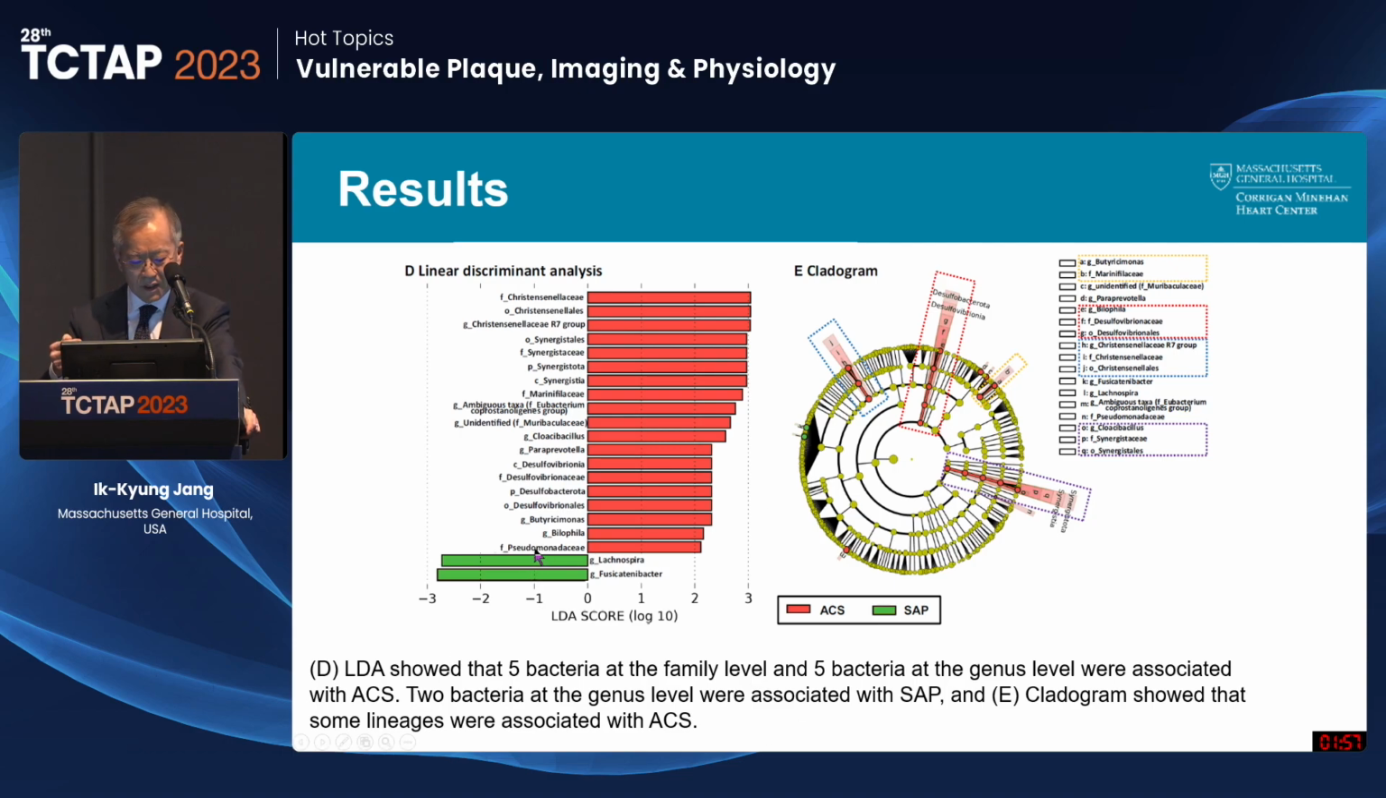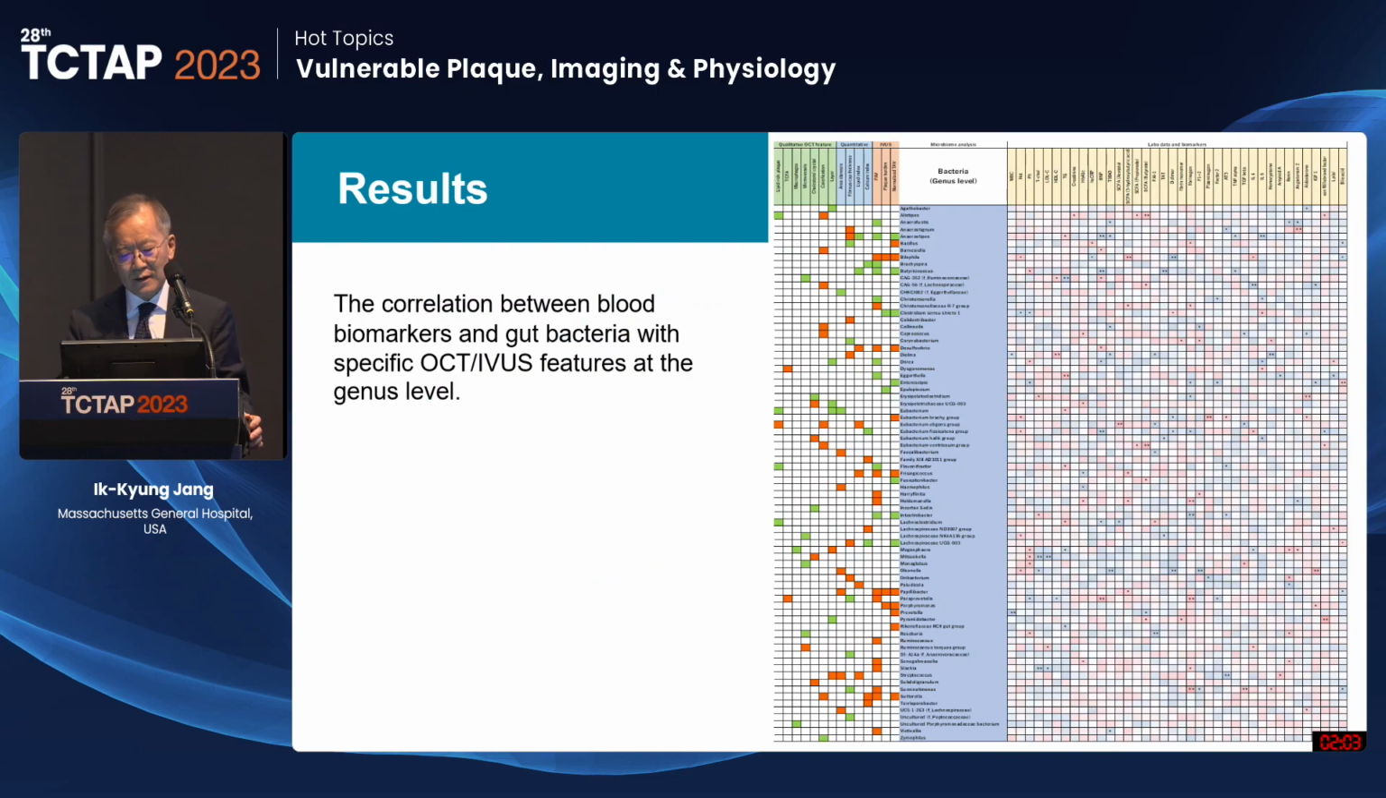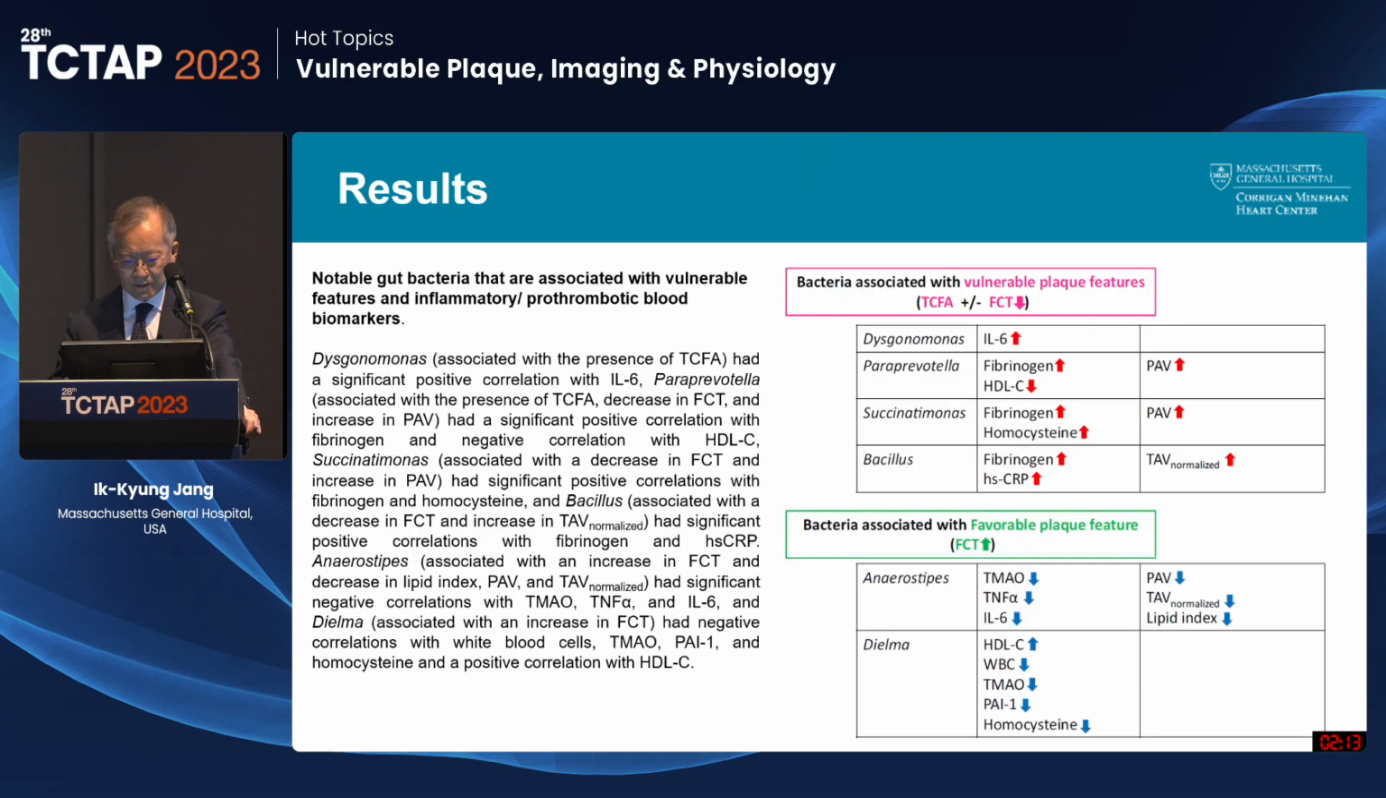Using cladogram, we have demonstrated that there was a lineage associated with ACS. This is even more complex. This is a combination of biomarkers, OCT, IVUS, and gut microbiome. And the result is this: we have identified specific bacteria associated with vulnerable plaque phenotype. We also have identified bacteria associated with favorable plaque phenotype.